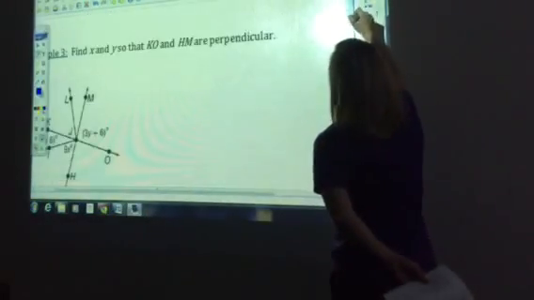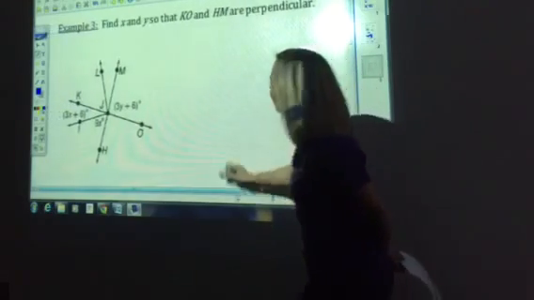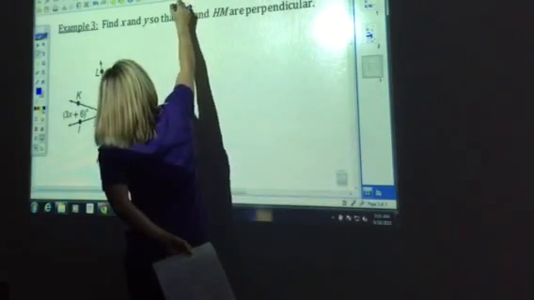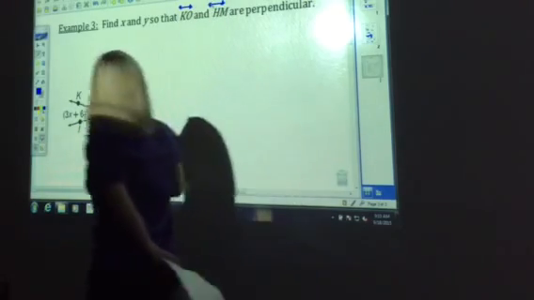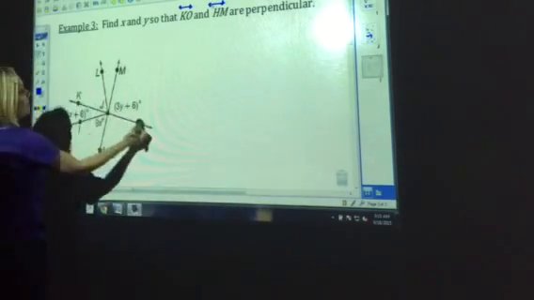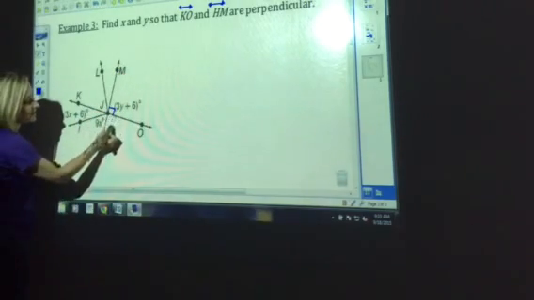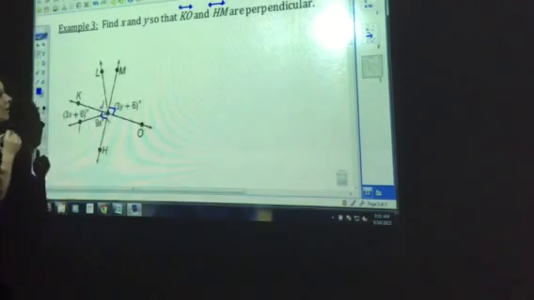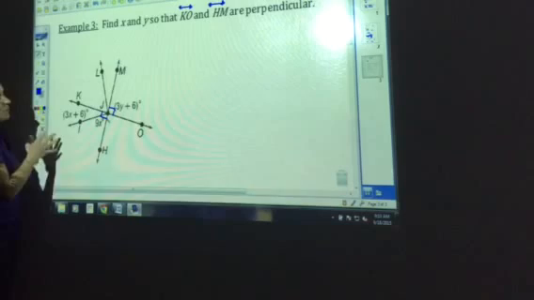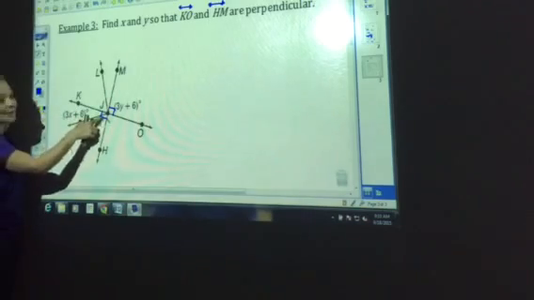All right, let's do another problem real fast. Okay, so this one says find x and y so that line KO and HM are perpendicular. So this is 90 degrees, which means this is also 90 degrees. This is 90 degrees right here, and so is this one up here. So notice what we have here. We've got to find x and y. Notice where my 2 x's are. Remember, together they form 90 degrees.